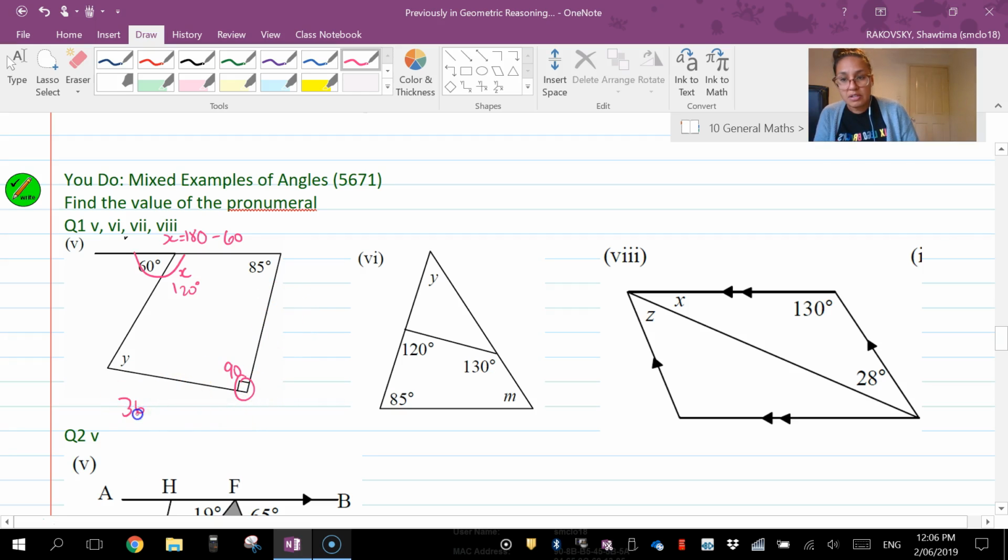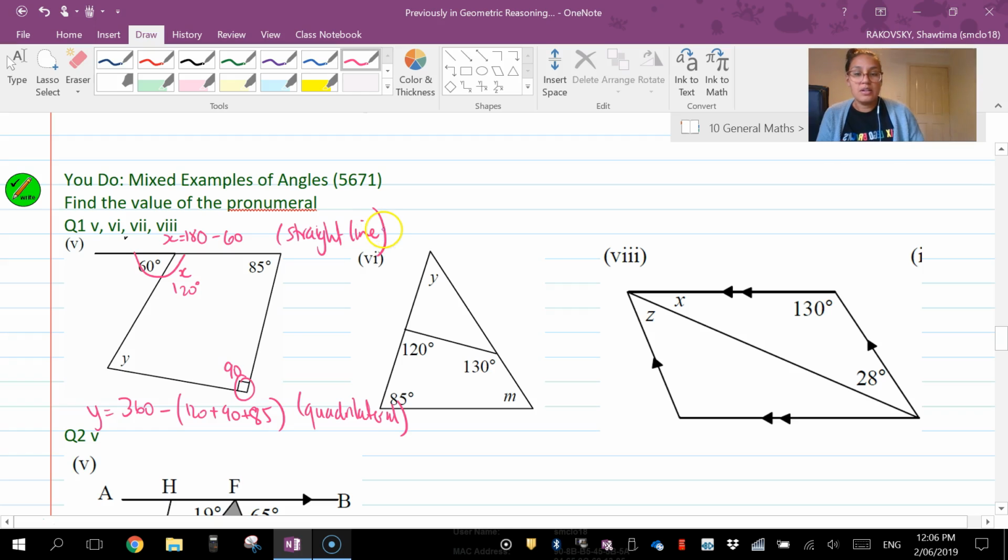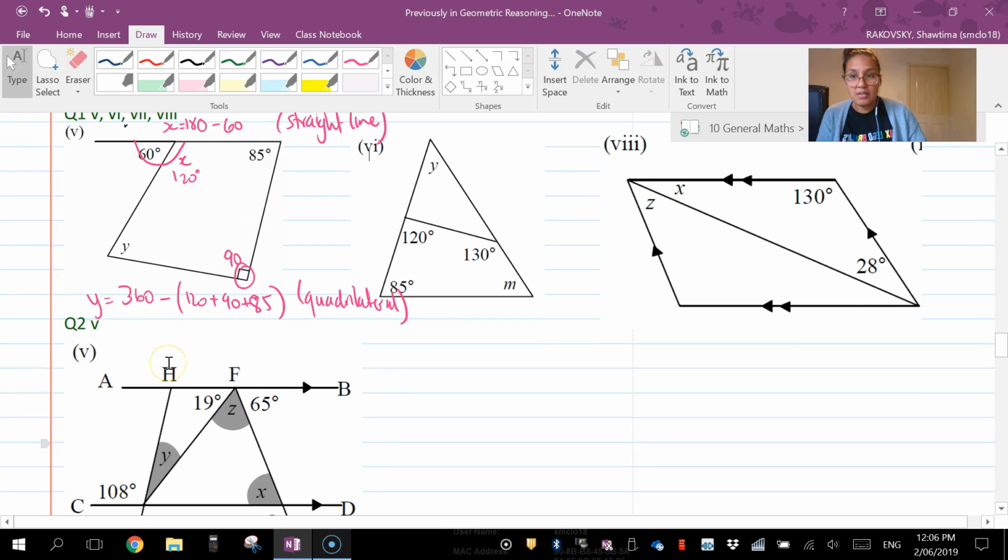And so angles in a parallelogram, so y equals 360 minus 120 plus 90 plus 85. That's because if these add up to 360, if I have 1, 2, 3 angles, I can now deduce what the fourth angle is, which is y. So this is because of a quadrilateral. And this would be a straight line. So using that, try and solve for m and x and z, and pause the video and have a go of those ones.